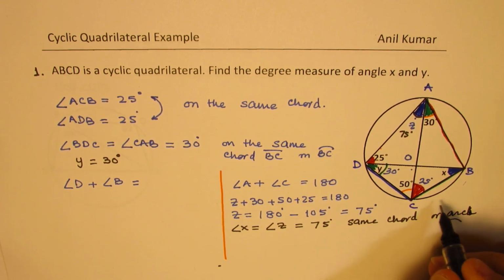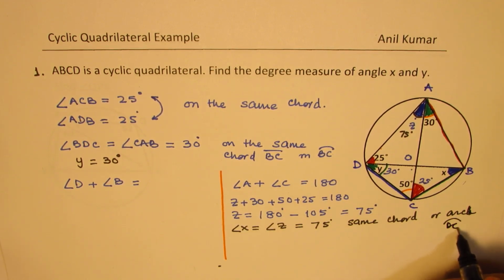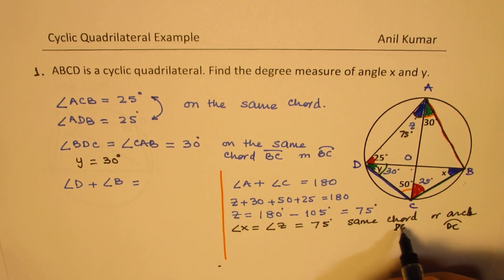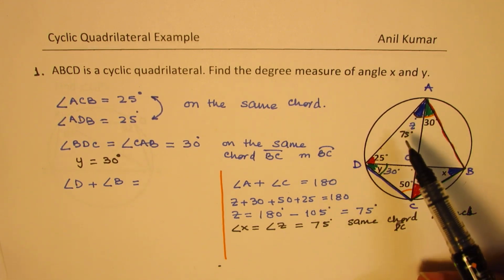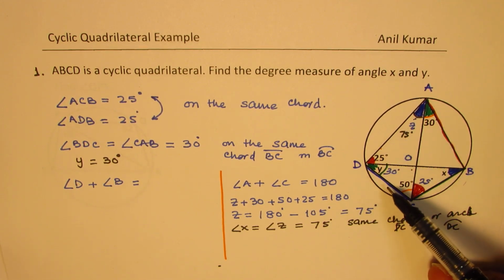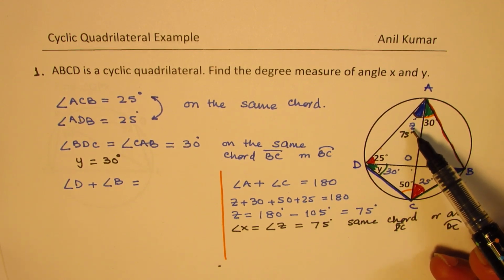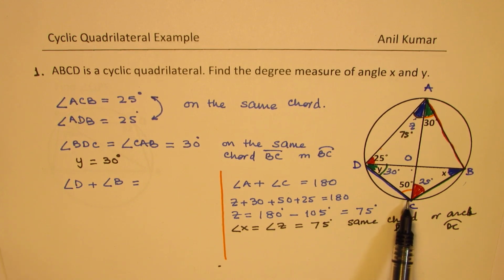Or arc. So arc will be obviously DC, and chord is also DC, right? So you could do either one reasoning. Is it clear to you? So using this method of really working out on which chord and which angle, we can actually solve these questions very easily, right?